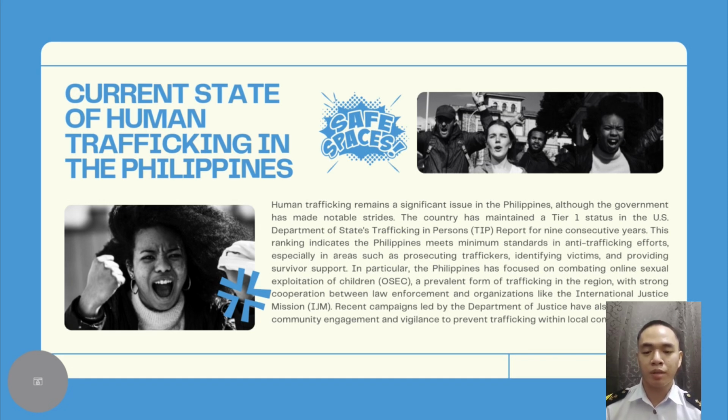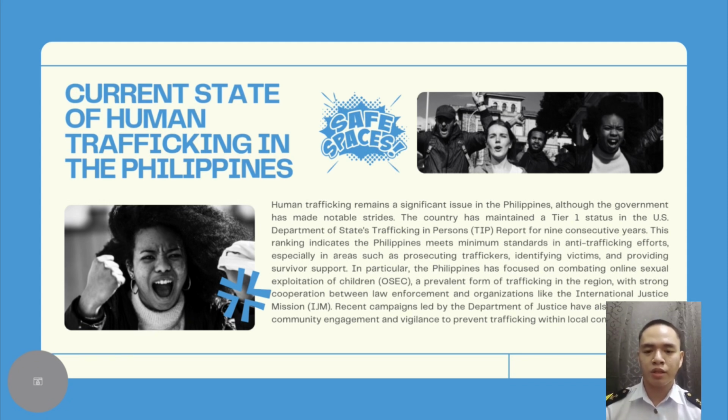Recent campaigns led by the Department of Justice have also emphasized community engagement and vigilance to prevent trafficking within local communities. Despite these efforts, challenges persist. The Philippines is still a major source country for trafficked persons, especially vulnerable populations such as women and children, who are often exploited for labor and sexual purposes.